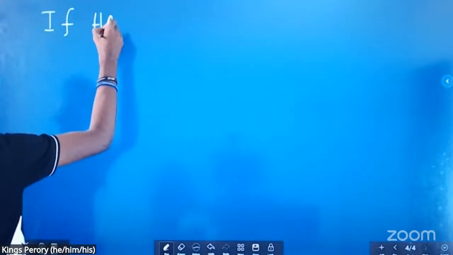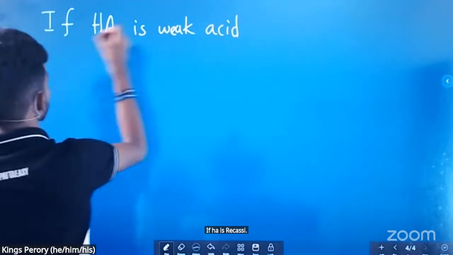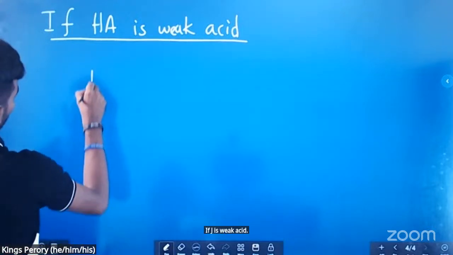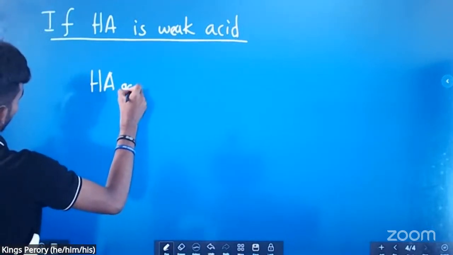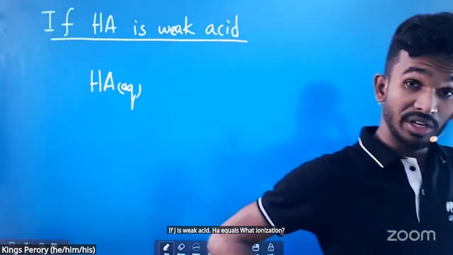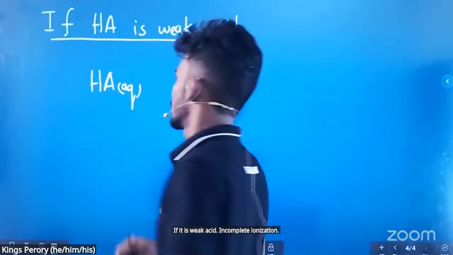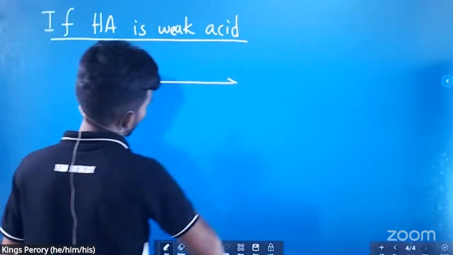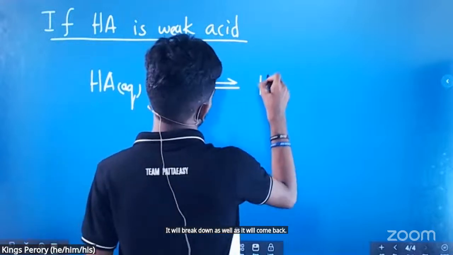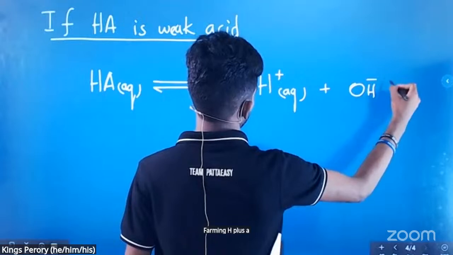If HA is a weak acid, what will happen? HA aqueous, what ionization? If it is a weak acid, incomplete ionization. HA will break down as well as come back, forming H plus aqueous, OH minus aqueous.